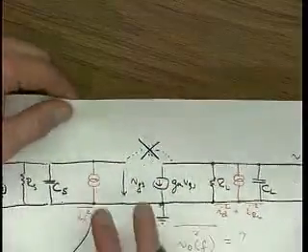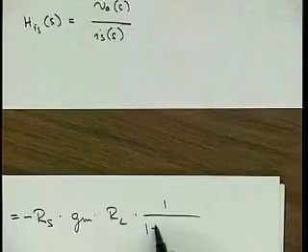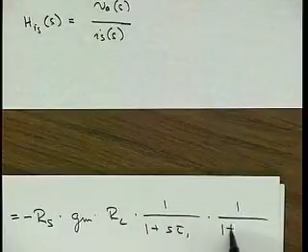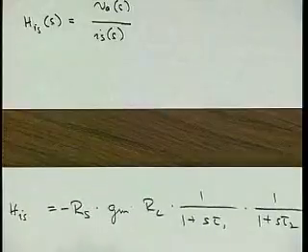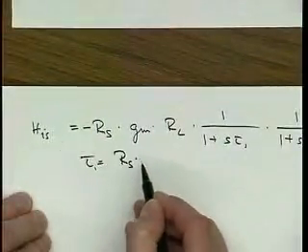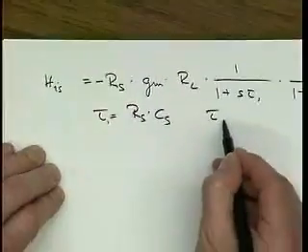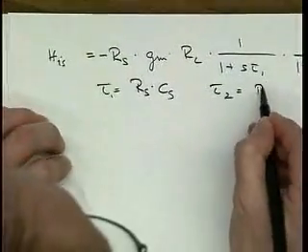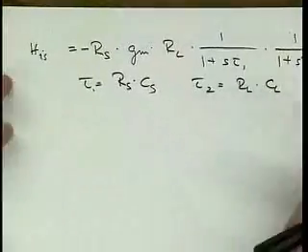And so we have a system that really falls into two individual time constants: 1 over 1 plus S tau 1, times 1 over 1 plus S tau 2, with tau 1 equal to RS times CS, and tau 2 equal to RL times CL.